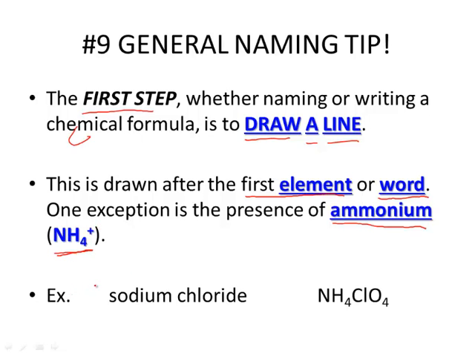So to draw our line, if we have sodium chloride as an example, we're going to draw a line after our first element or first word. So we're going to separate sodium from our chloride. NH4, ClO4. We said we're going to draw a line after the first element unless we see NH4. Then we're going to draw it after the NH4 to separate our two parts from one another. So that'll be our first tip to help us out, to draw a line.